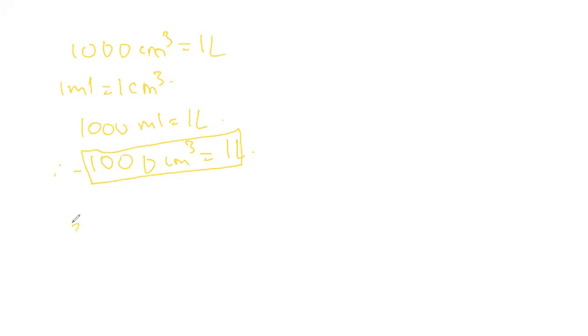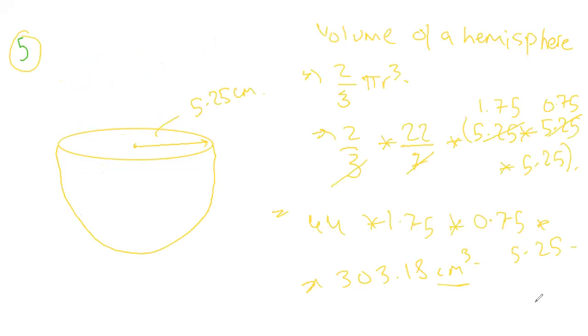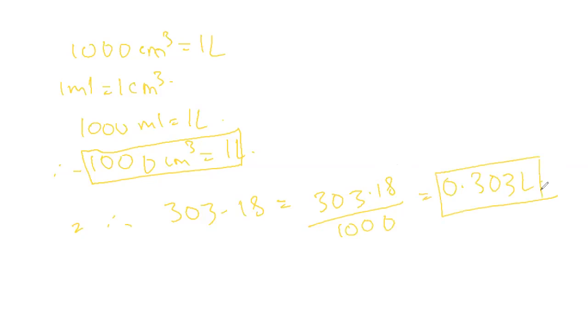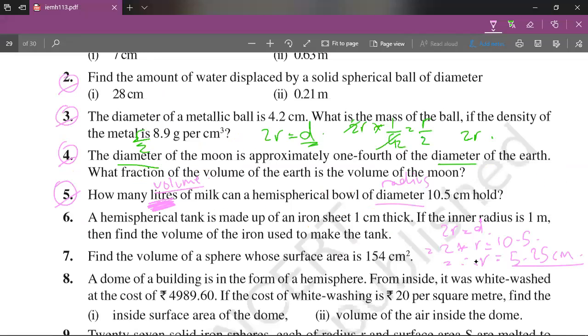Okay, so therefore 303.18 divided by 1000 will be equal to 0.303 liters. We'll ignore the last two places. So this will be the final value. We'll see if any more questions are left. Okay, so we have calculated the volume in liters.